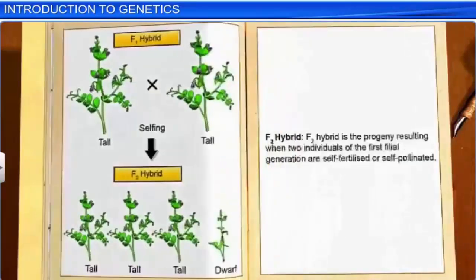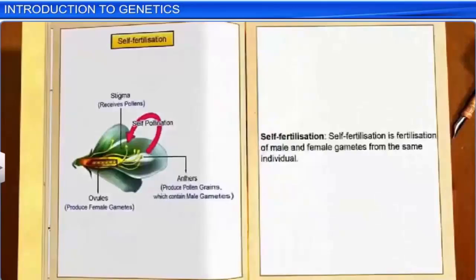When two individuals of the first filial generation are self-fertilized, the resulting progeny is called the second filial generation or F2 hybrid. Self-fertilization is the term used when fertilization takes place between male and female gametes from the same individual.